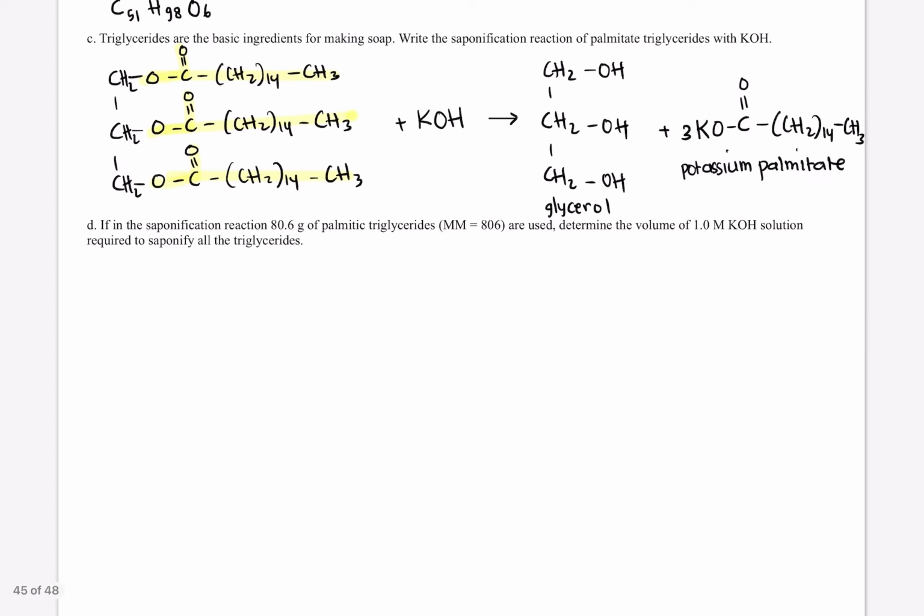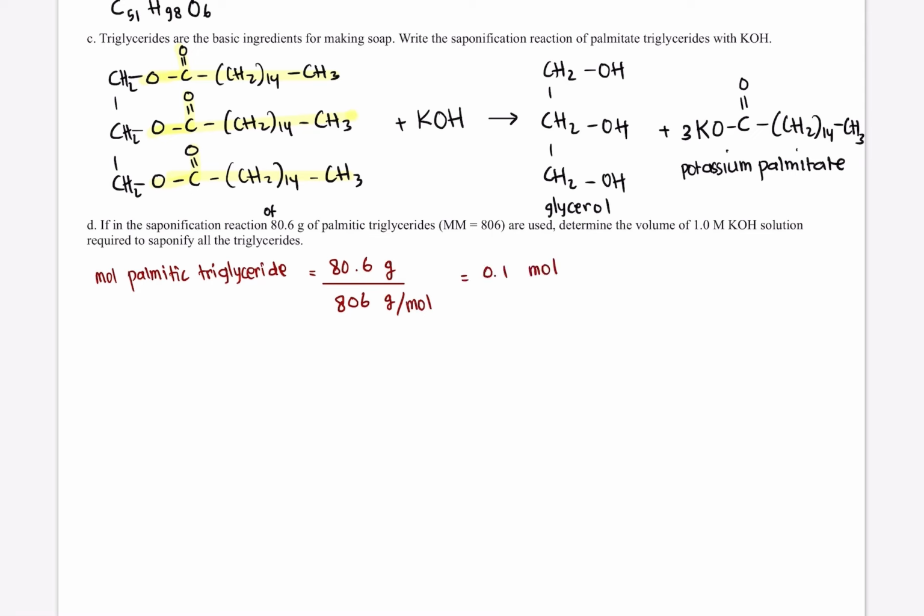And then the next question: if the saponification reaction of 80.6 gram of palmitic triglyceride with that molar mass is used, determine the volume of 1 molar potassium hydroxide solution required to saponify all the triglycerides. So basically, we want to calculate the mole of the palmitic triglyceride, which is basically 80.6 gram over 806 gram per mole. So we have 0.1 mole.